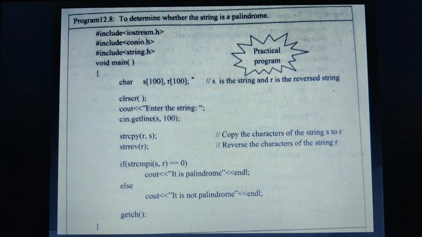Now let us move on to our next program, that is to determine whether the given string is a palindrome or not. Before we discuss this program, let us know what exactly a palindrome is. A palindrome is nothing but when you reverse the given string, for example a string WOW, when you reverse it, you should get the same string WOW. Such strings, which remain the same when reversed, we call a palindrome.